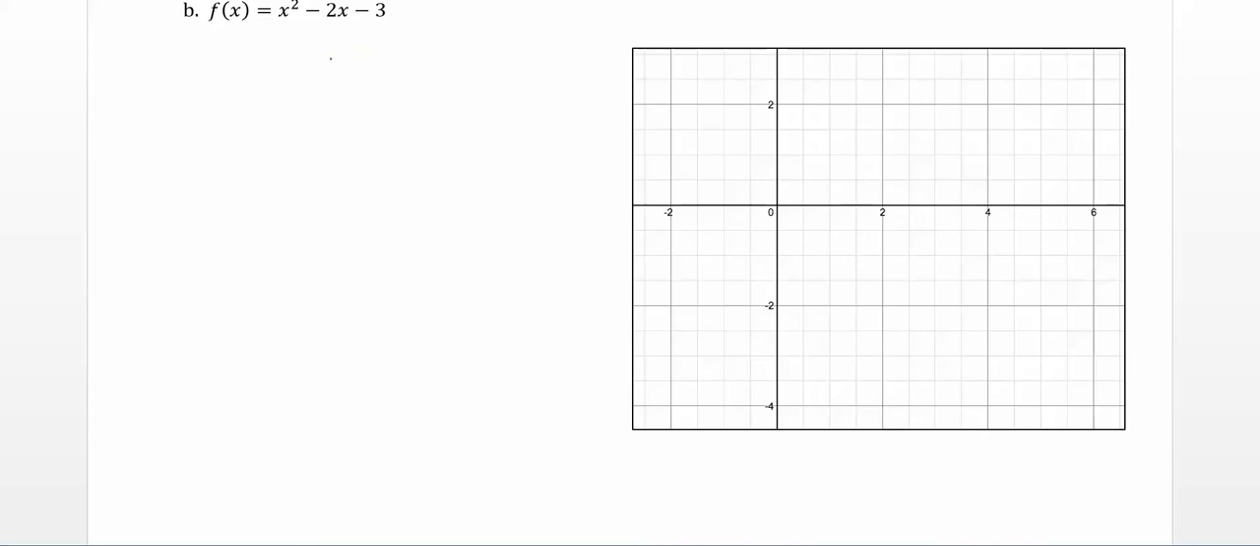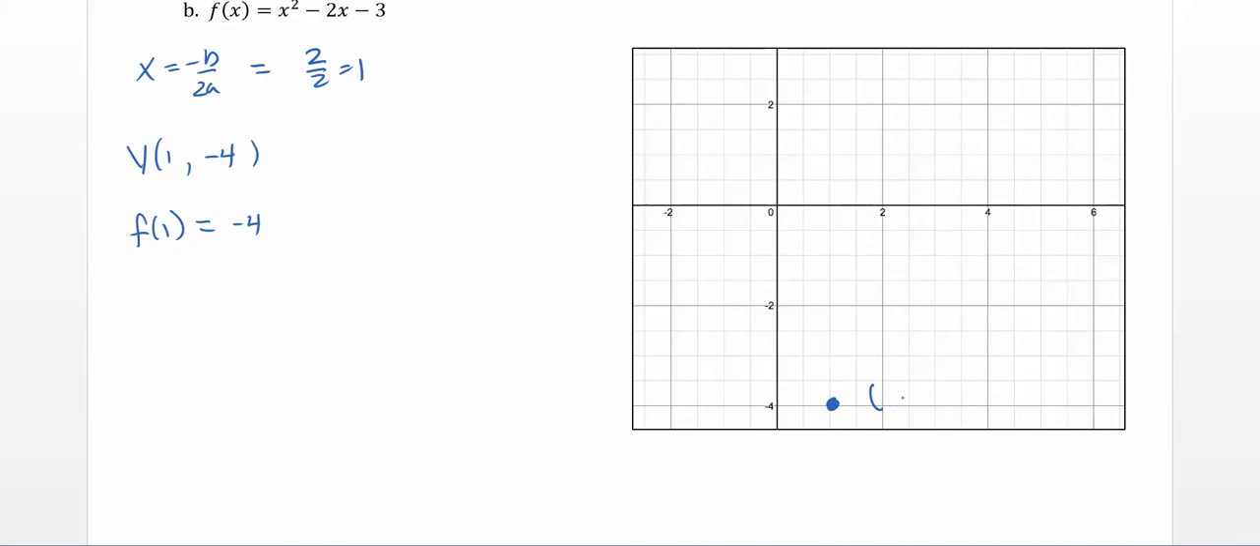Part B is not in vertex form, so I'm going to go ahead and solve for the vertex by doing -b over 2a. So that's going to give me 2 over 2, which gives me 1. So my vertex is located at 1 comma something, so I'll evaluate f of 1. When I do that, I plug it in and I get -4 out of this. So now I know that my vertex is over at 1, -4, so it's right down here.